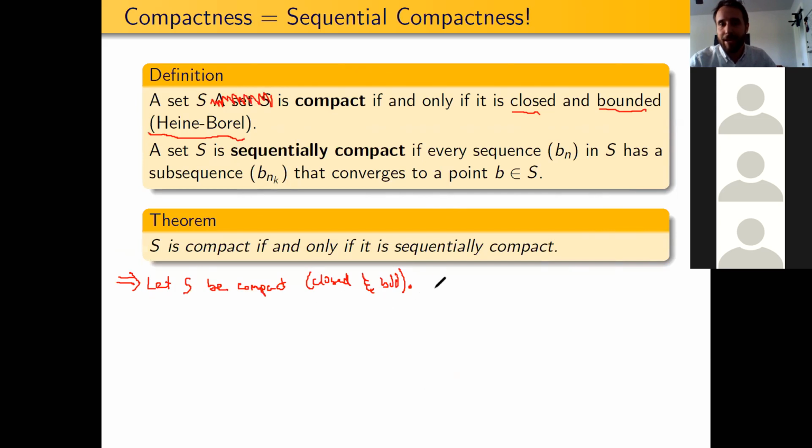We can say let S be compact, i.e. let it be closed and bounded, and let B sub n be a sequence in S. So we're picking this arbitrary but fixed sequence, and our goal is to show that it has a subsequence that converges to a point.